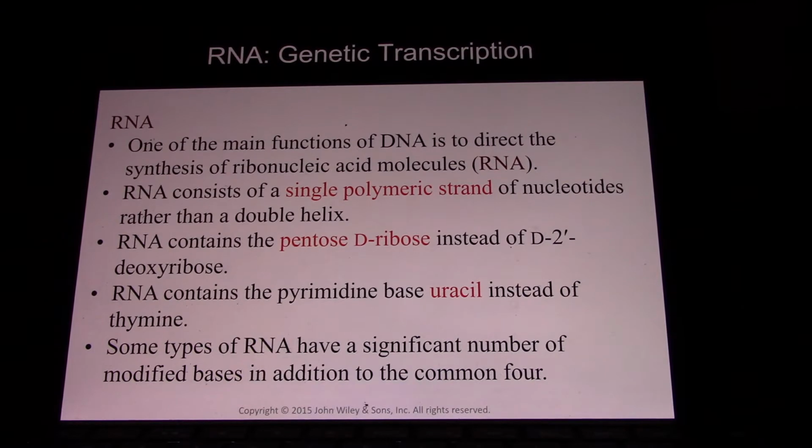RNA. One of the main functions of DNA is to direct transcription, which is the synthesis of RNA from DNA. And RNA consists of single polymeric strands of nucleotides. It is not a double helix like DNA, it's just a single strand. And we have ribose instead of deoxyribose. And again, we use uracil in RNA instead of thymine. Some types of RNA have a significant number of modified bases in addition to the common 4.